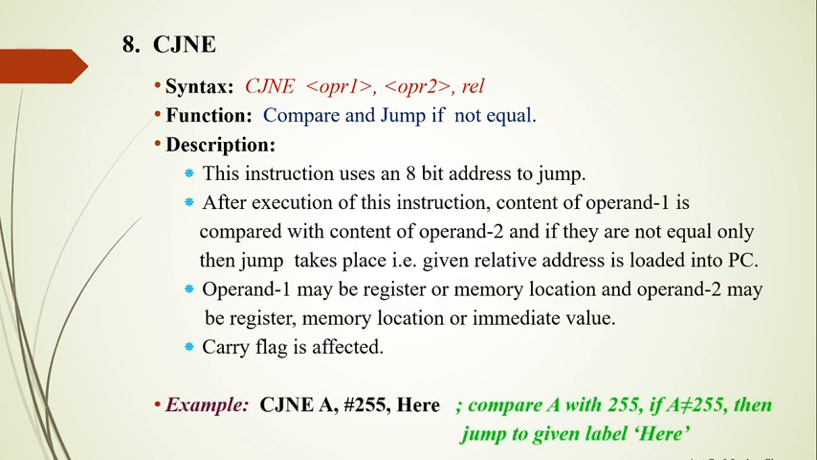For example, CJNE A, #255, here. So here content of accumulator is compared with the value 255. If these two contents are not equal, then only jump is taken to the given label here.